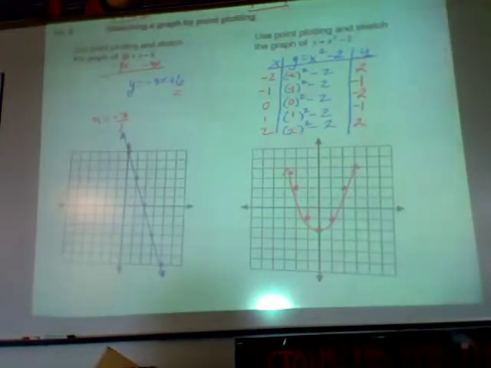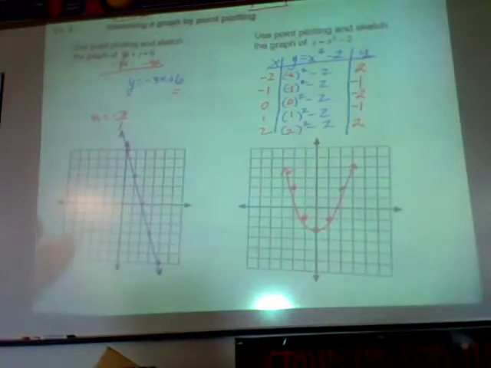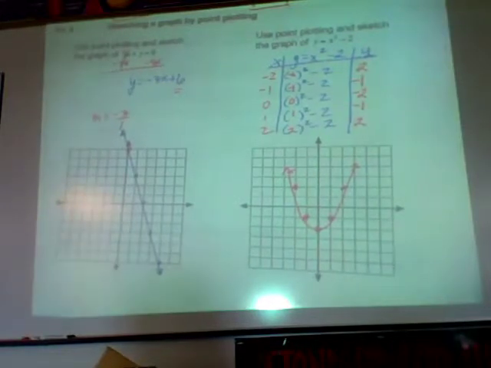So that's not so bad. If you know your linear form of y equals mx plus b, you can plot that without a t-chart. Otherwise, if it's something like a parabola, you can just use an xy table. All right, flip it.